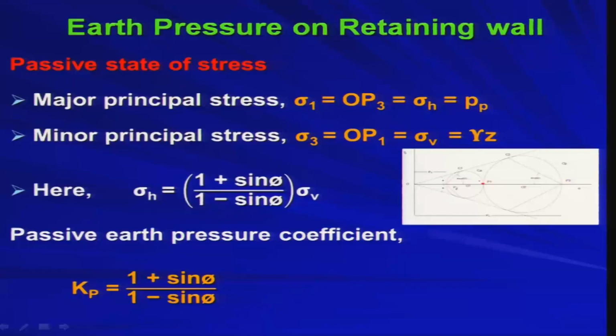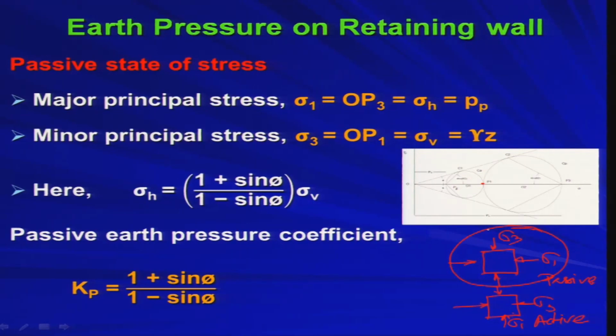Now, basically, in case of the passive state, if you consider any soil element, this will be the direction of the major principal stress, and this will be the direction of the minor principal stress. This is for passive. In case of active, this was your sigma 3 and this was your sigma 1, that was for active, already we have discussed. So, now we are going to consider this configuration. Now, the major principal stress sigma 1 is nothing but OP3.